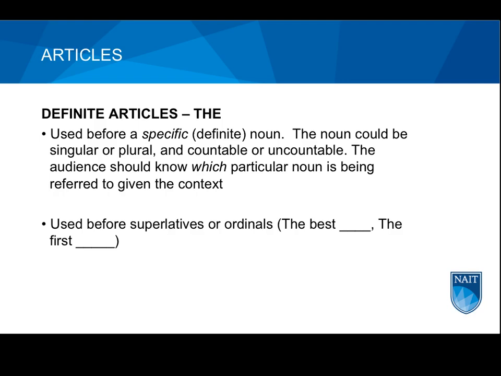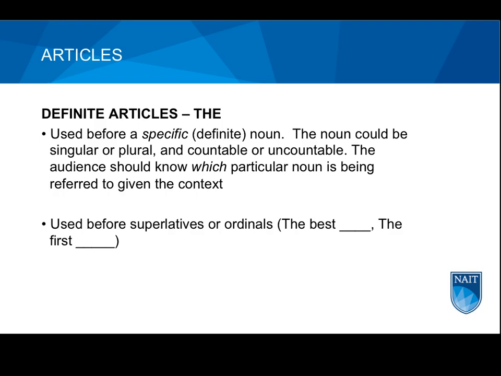The important thing is that the audience should know which particular noun is being referred to, given the context. So for example, if I say, "I read the book last night," you should know which book I'm talking about when I say the book.